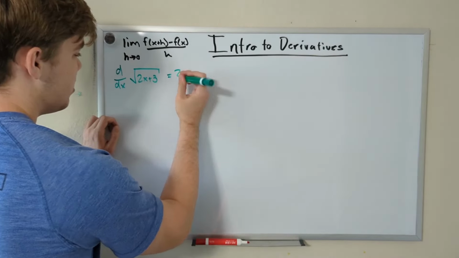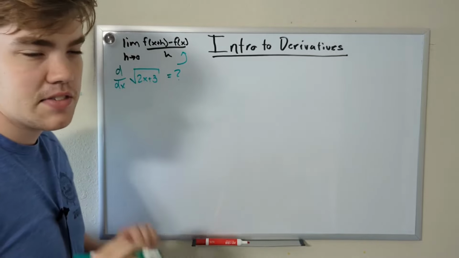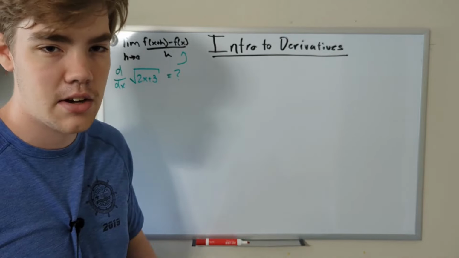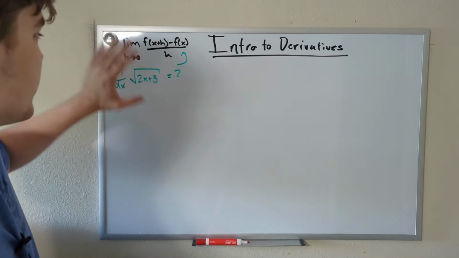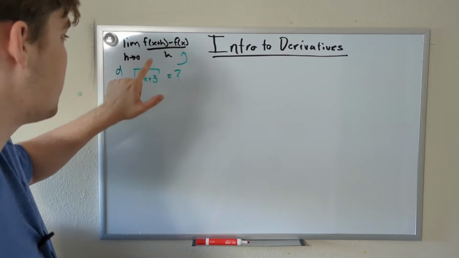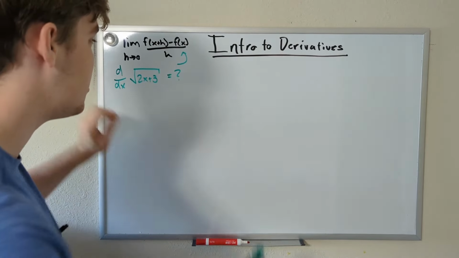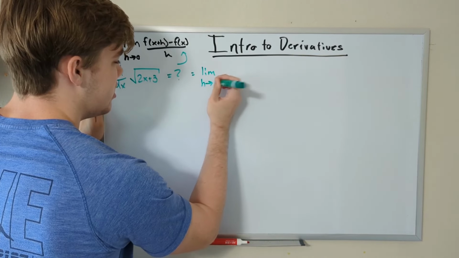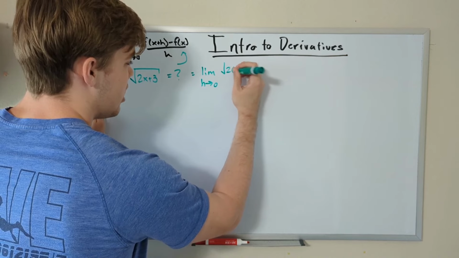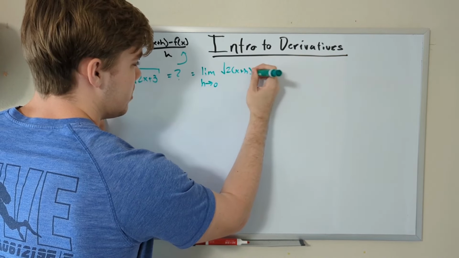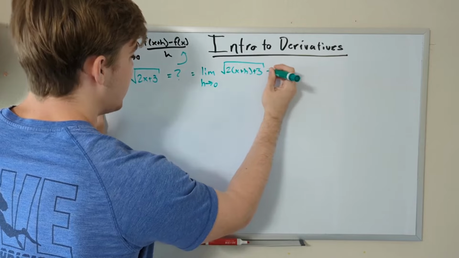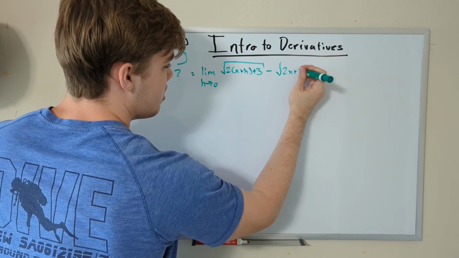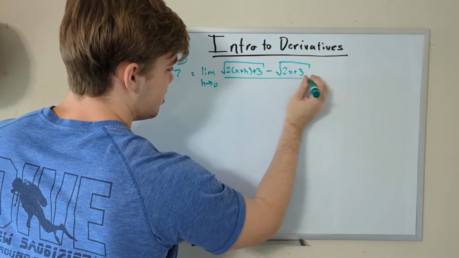We're going to plug this into our derivative definition, and I know this is going to take quite a while to solve, but bear with me, it'll help us understand how these derivatives work. So let's just start by plugging everything into here. First of all, once again, we have to replace every x within our function with x plus h. So this now turns into the limit as h approaches 0 of the square root of 2 times x plus h plus 3 minus f of x, which is just our function, the square root of 2x plus 3. And once again, this is all just divided by h.